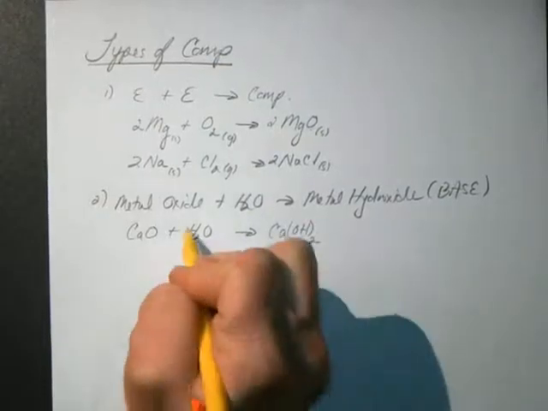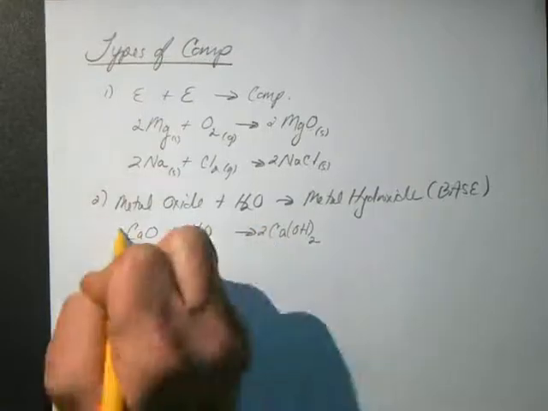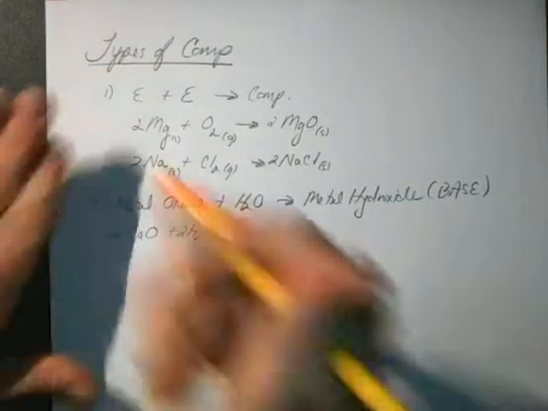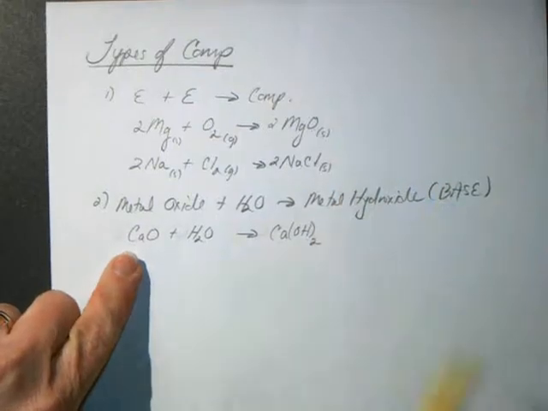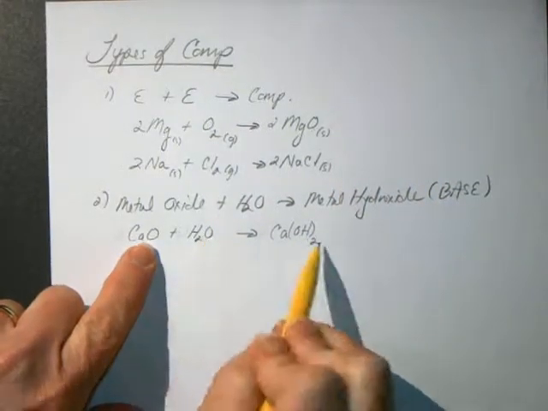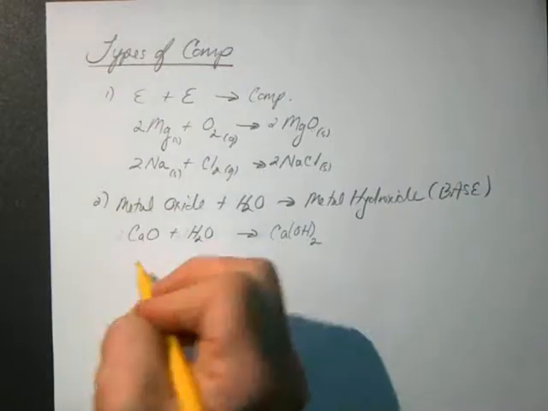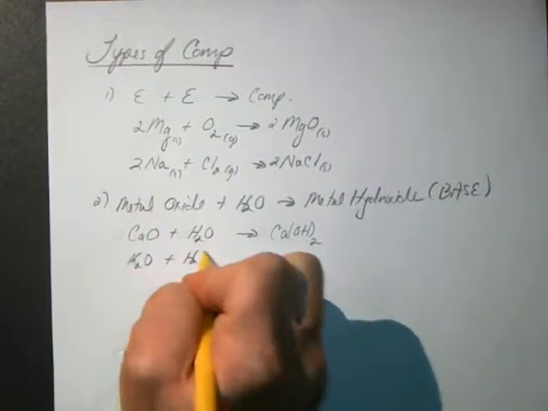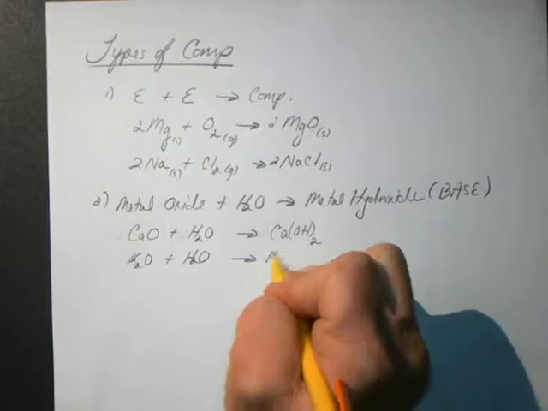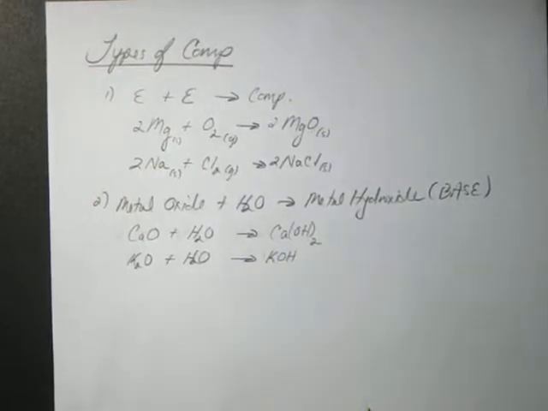And we would need a 2, and a 2. Oh, that's silly. 1, 1, and 1. 1 calcium, 1 calcium. All 2 oxygen, 2 oxygen, and 2 hydrogen, 2 hydrogen. Didn't even need those coefficients. Let's say we react potassium oxide and water. We're going to form the metal hydroxide, +1 -1, and we would need a 2 there to balance that.